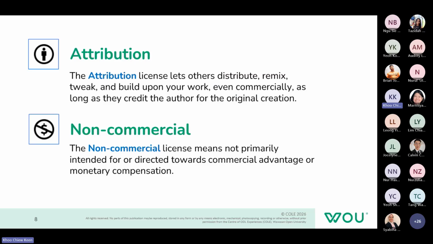If it is a non-commercial license, it means that you are not able to use that particular resource for commercial advantage or monetary compensation. That means you cannot sell that particular resource that you have used to adapt. So non-commercial means that no sales is involved. Attribution means you have to credit the original author.